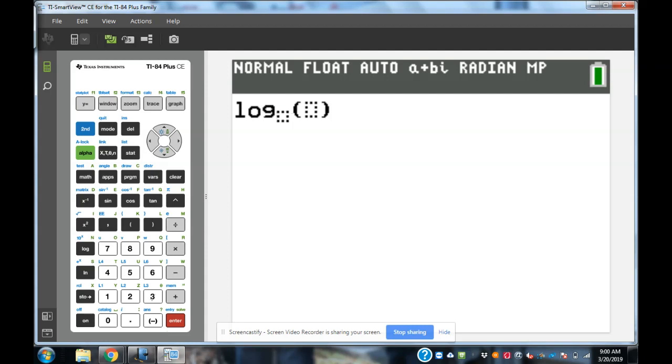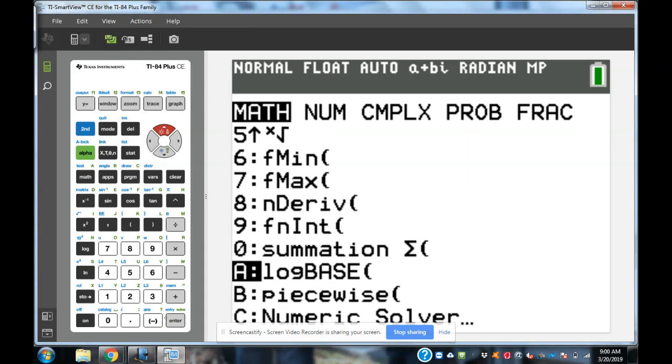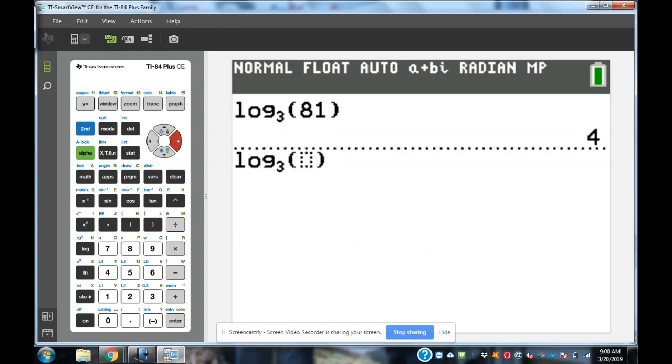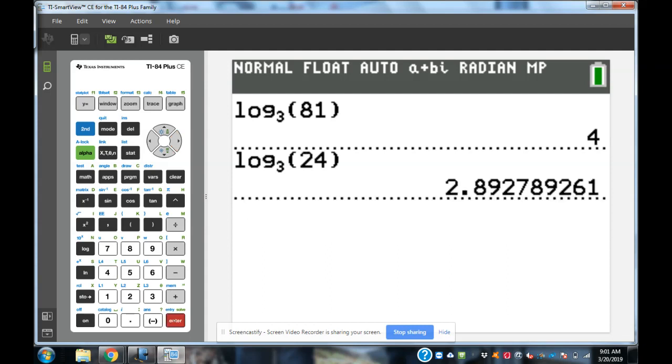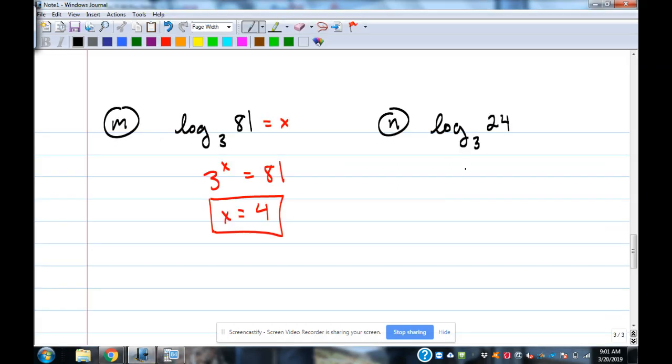All right. So base 3, and if I put the 81 in there with like example M, it cranks out the 4 out of that. That's nice. If I do the same thing, math, log base 3 of 24, can we kind of estimate where that should be? It should be between what two numbers? 2 and 3, because we know 3 to the second power is 9, 3 to the third power is 27. It should be closer to 3 than it is to 2, because 24 is closer to 27. So, we punch that in there, and there we get 2.8929. Let's go 4 decimal places.